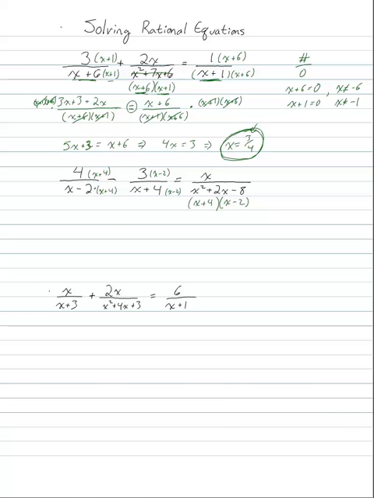So I'll write my left side with just one fraction, one denominator, x plus 4, x minus 2. On the top I'll distribute. 4x plus 16. Don't forget the minus goes with that 3. So minus 3x plus 6.